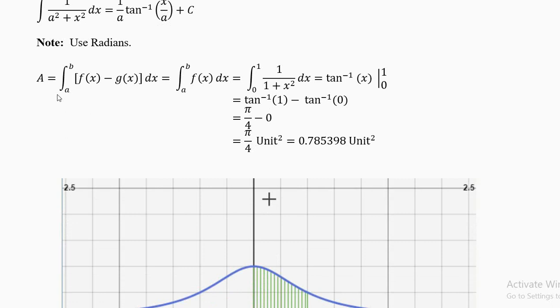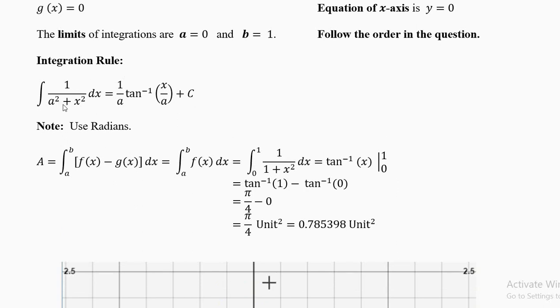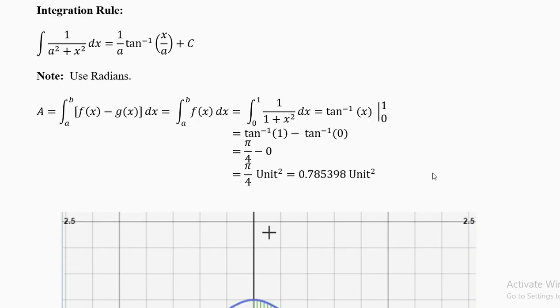Now let's look at the area. Area is the integral from a to b of f minus g. Now g equals 0, so it simplifies to the integral of f of x from a to b. Now 0 to 1, 1 over 1 plus x square dx. When you integrate 1 over a square plus x square, you'll get 1 over a tan inverse x by a. If you don't like tangent, you can write minus 1 by a cot inverse. There is no other option.